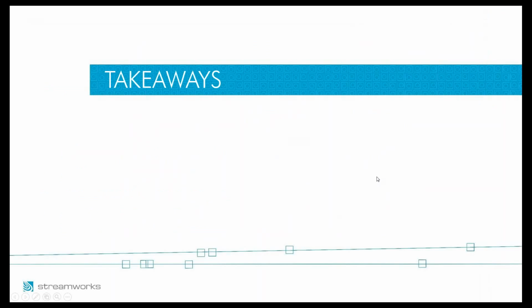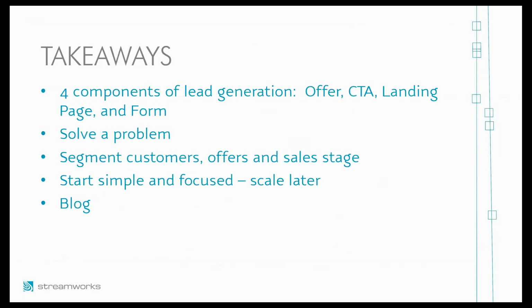So with that, let's start to wrap it up. Takeaways from today. There's 4 components of lead generation. Remember, it's the offer or that point of value that we want to be able to give in exchange for information. We've got the call to action, which is the mini advertisement that says, hey, click this and you're going to get something great. We've got the landing page, which is that specialized web page that doesn't have extra navigation, and it's got the form on it.